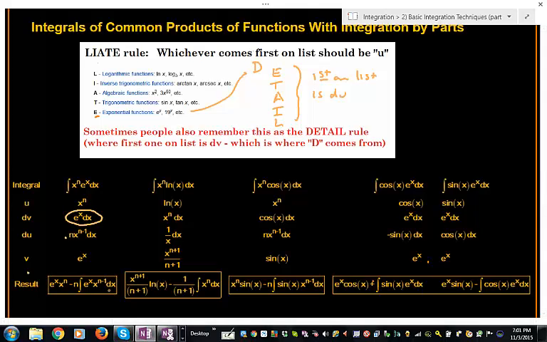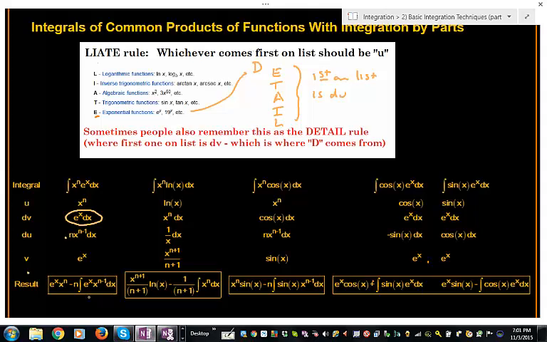Notice something interesting. The integral that I get for v du still has a power of x times the exponential. However, the power of x has been reduced by 1, which means that if I keep on applying integration by parts, eventually I'll wear down x to the n until it gets down to x to the 0, which will be 1. Then I'll be integrating an exponential, which I know how to do.